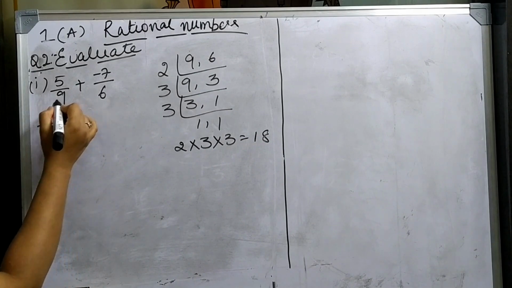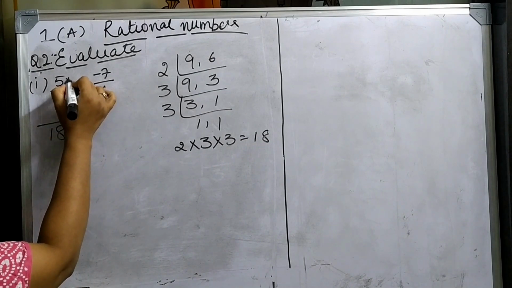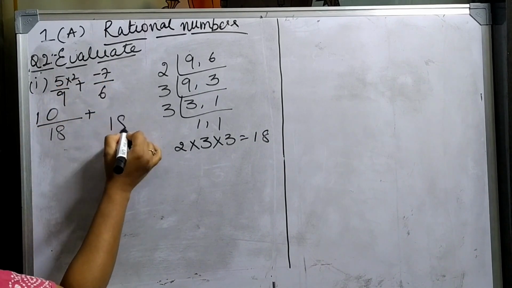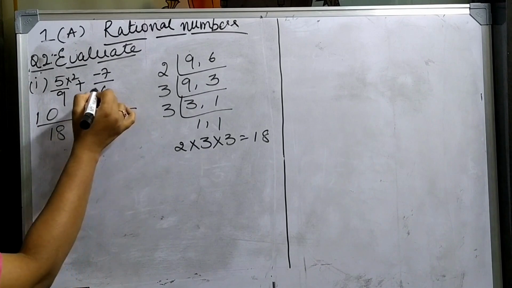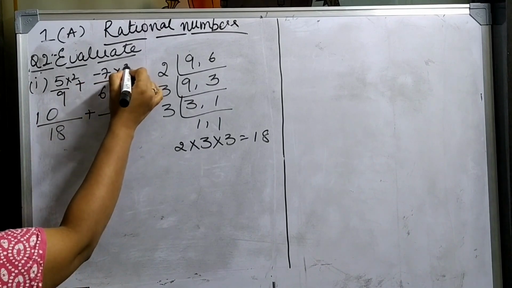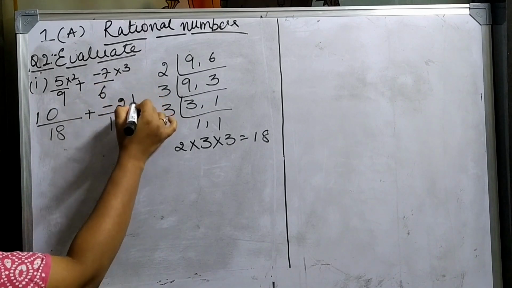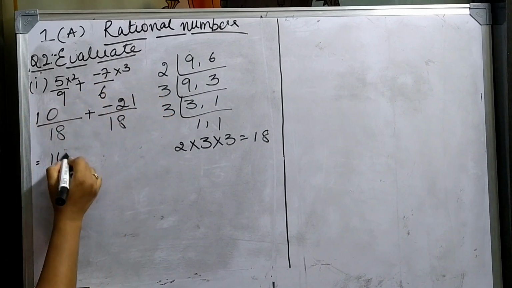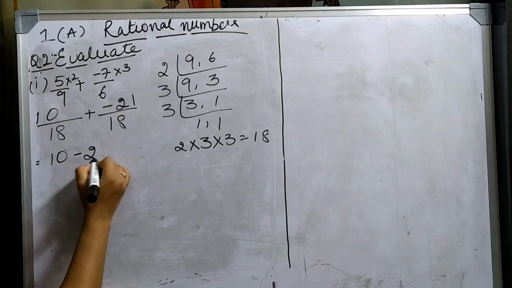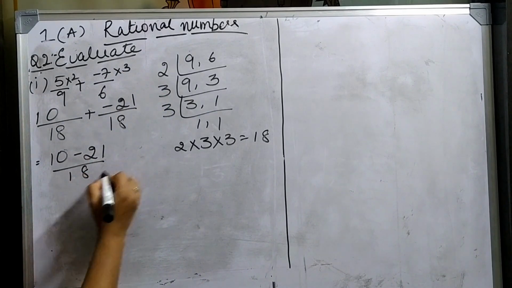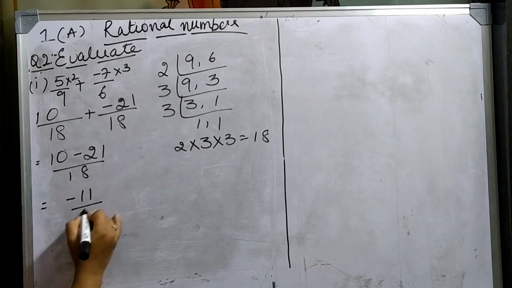When 18 is divided by 9, it is twice. Therefore 5 into 2 is 10, plus, when 18 is divided by 6, it is 3 times, which you have to multiply, which will be 7 into 3 is minus 21. Therefore it is 10 plus minus 21 divided by 18, which will be minus 11 by 18.